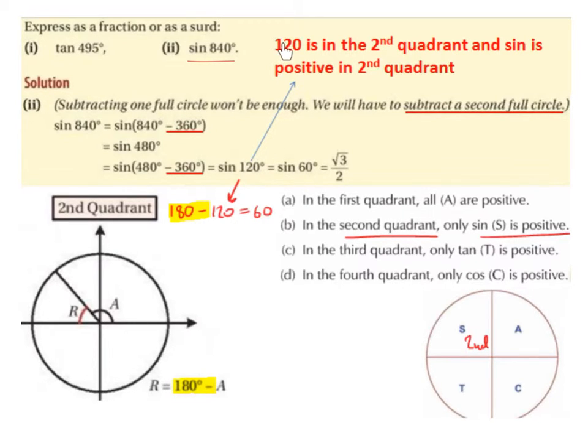So 120 degrees is in the second quadrant and sine is positive in the second quadrant. So again, we look at CAST and we know we're in the second quadrant because 120 degrees is in the second quadrant, and we have an S which tells us that only sine is positive in the second quadrant. So sine must be positive, so we know we're definitely going to have a positive. And if we're in the second quadrant and we want to figure out the reference angle, it's 180 degrees minus the angle itself, which is 180 degrees minus 120 degrees, which is 60 degrees. So sine of 120 degrees is equal to sine of 60 degrees, and sine of 60 degrees is root 3 over 2. So sine of 840 degrees is equal to root 3 over 2.